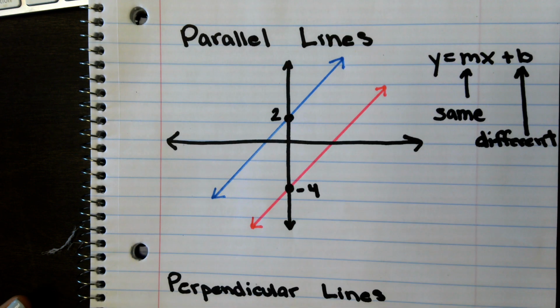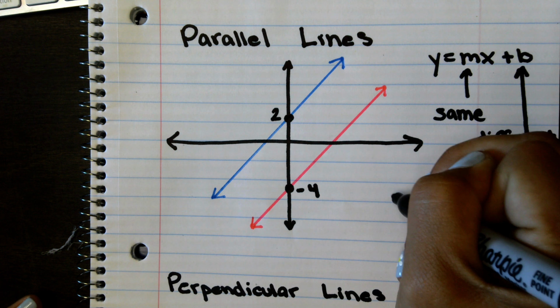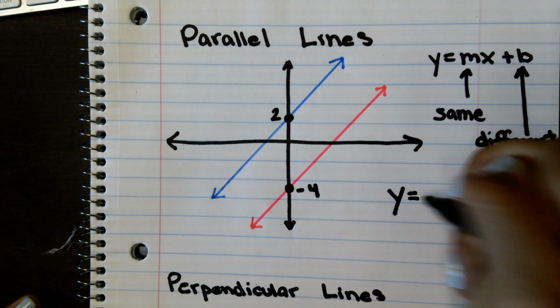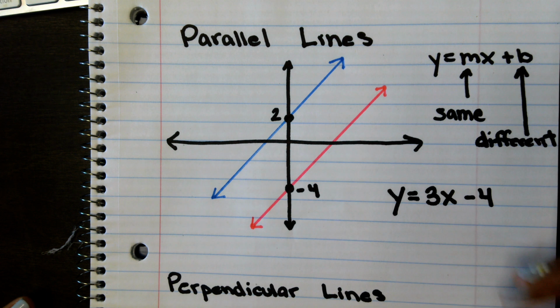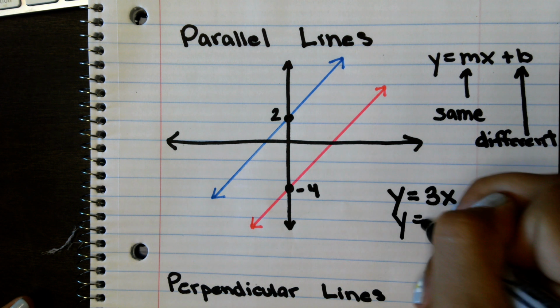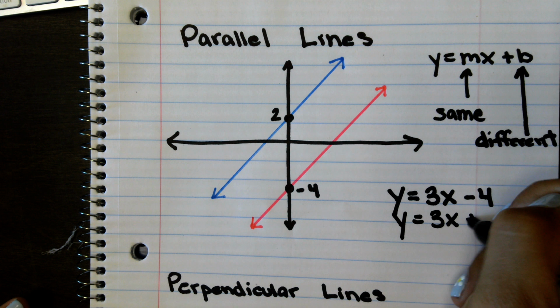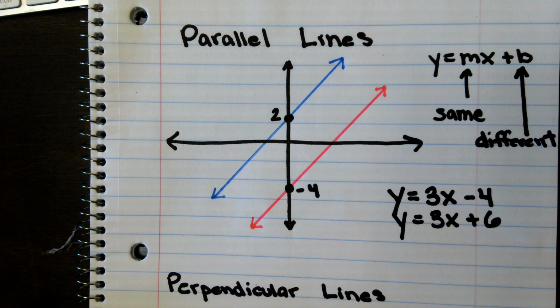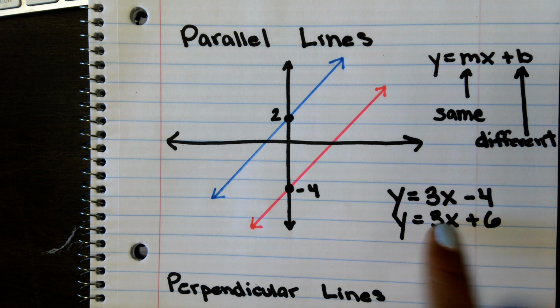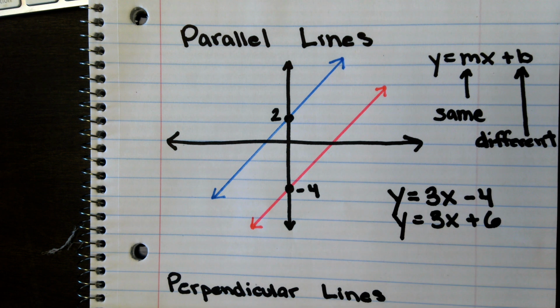So here's an example. Parallel lines would be y equals 3x minus 4 and y equals 3x plus 6. If you were to graph these two lines, they would be parallel to one another. They have the same slope, and they have different y-intercepts.